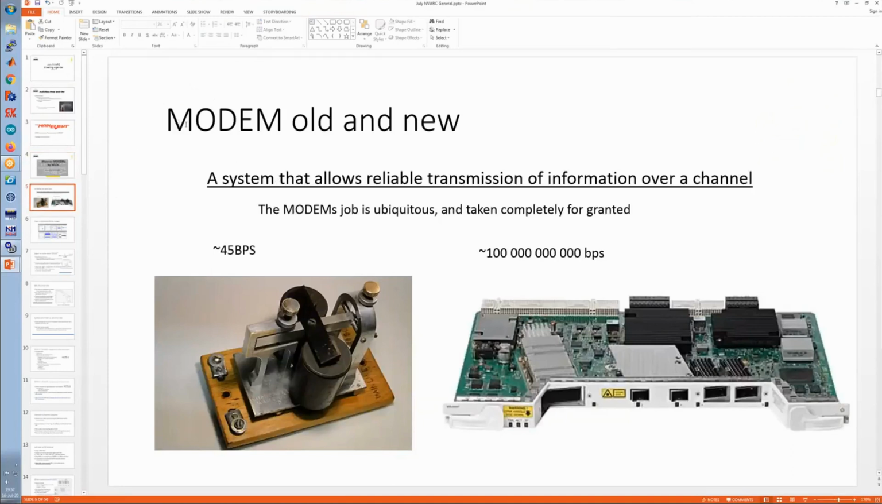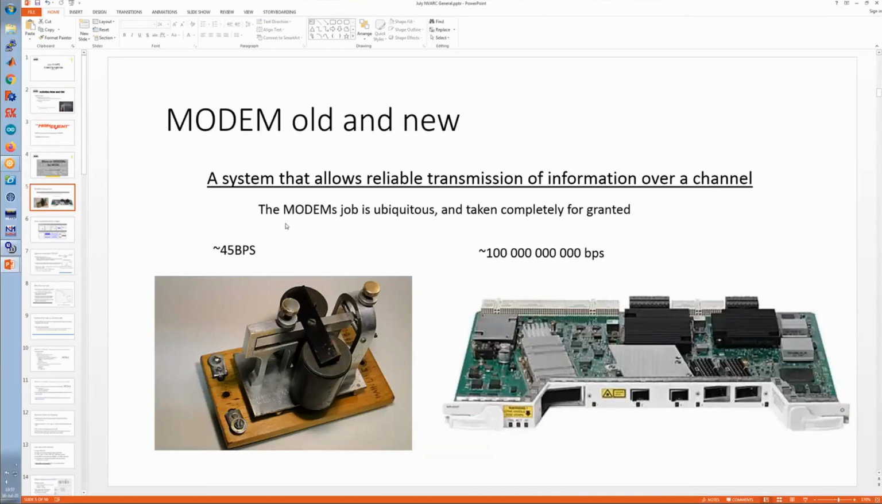Everyone knows of a modem as modulator, demodulator, but it's really a lot more than that now. This is my definition. A modem is a system that allows reliable transmission of information over a channel. So this definition has a lot of stuff packed into it. Some of it we're going to talk about, some of it we're not. Specifically, we won't talk too much about what information is, but we will talk a little bit about channels.